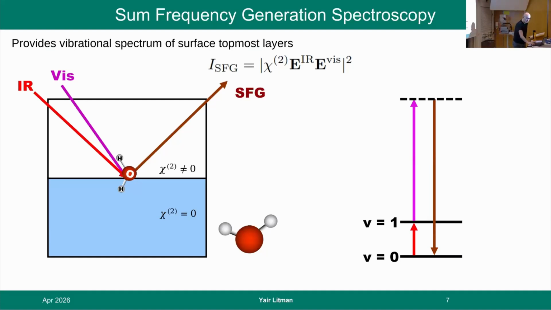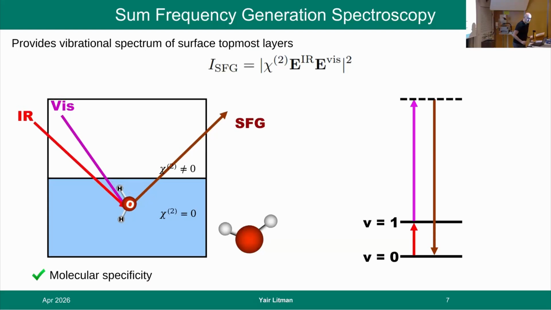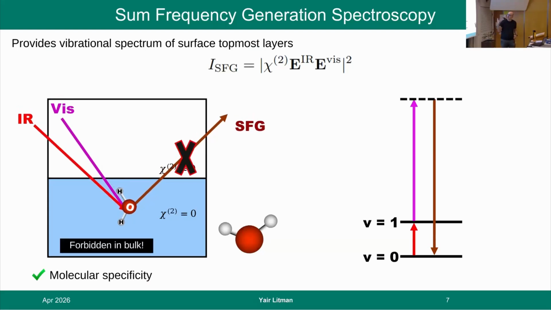The ones we care about is that it is molecular specific. This is because if you hit with your IR pulse the vibration of the molecules, you have a huge enhancement. So to some extent, you can think of this as an IR or a Raman, but this is not quite that.